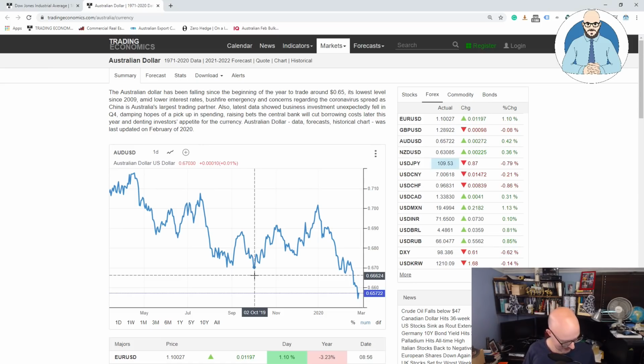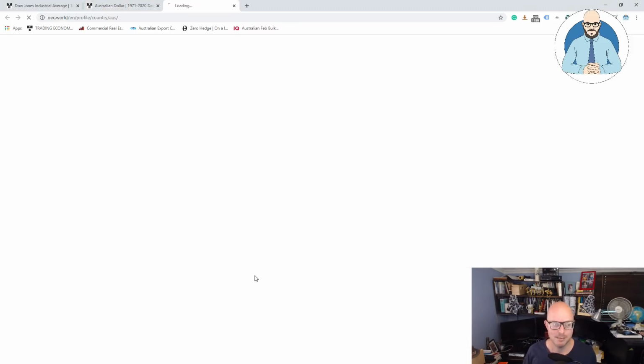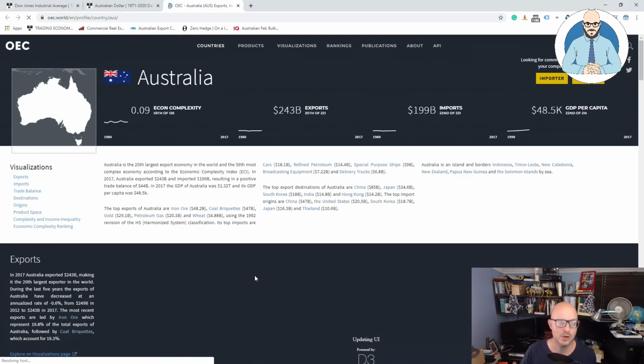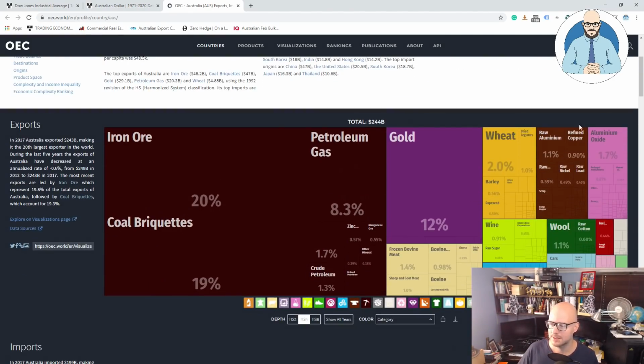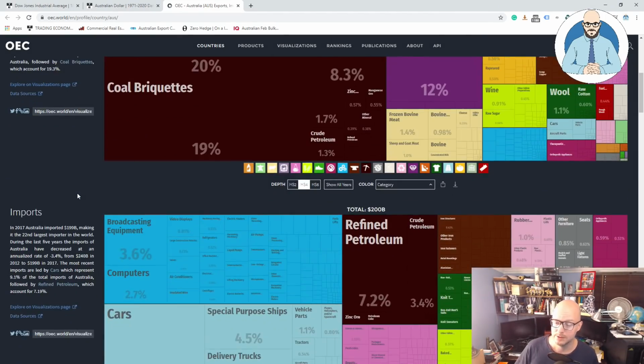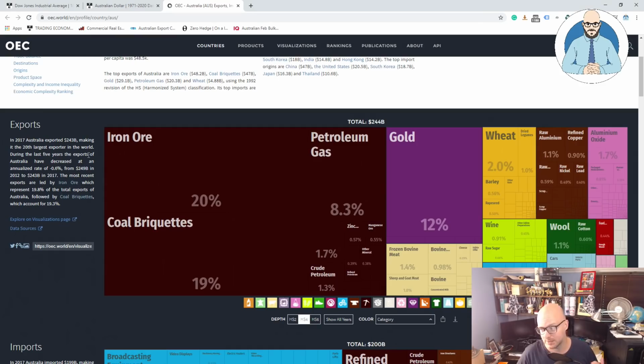For those of you that aren't familiar, we are pretty dependent on China. This is the Observatory of Economic Complexity, and I know at the moment I'm showing it all the time. Well, it just happens to be we're discussing trade and international trade. These are the exports of Australia, 244 billion. And these are just the physical exports. This isn't counting tourism or university education, which are also huge parts of our export economy.